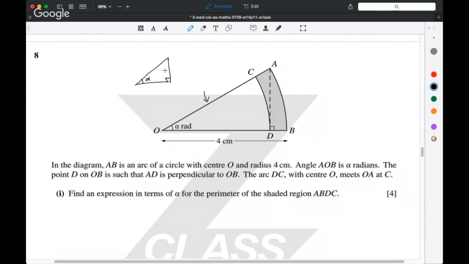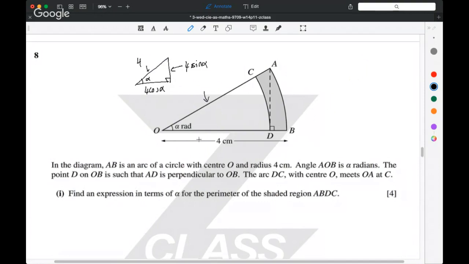It's alpha. What is the hypotenuse of this triangle? Well, it's just the radius of the big wedge, right? So that's got to be equal to 4 centimeters. And so what is the height of this, AD? Well, that's just got to be 4 sine alpha, and this is going to be 4 cosine alpha. So it'll be useful to us.